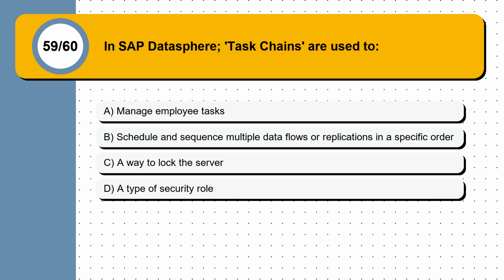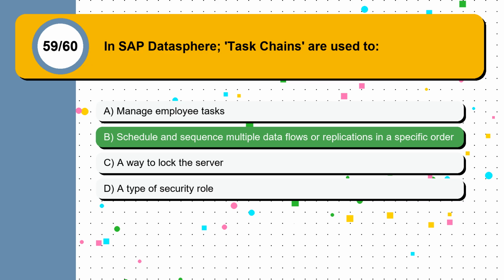Question 59. In SAP Datasphere, task chains are used to: Option A, manage employee tasks. Option B, schedule and sequence multiple data flows or replications in a specific order. Option C, a way to lock the server. Option D, a type of security role.